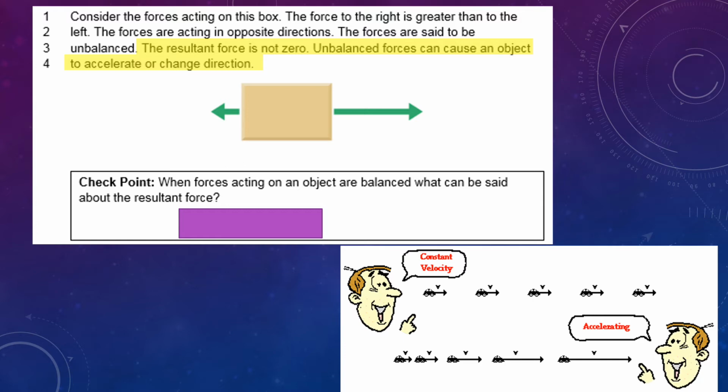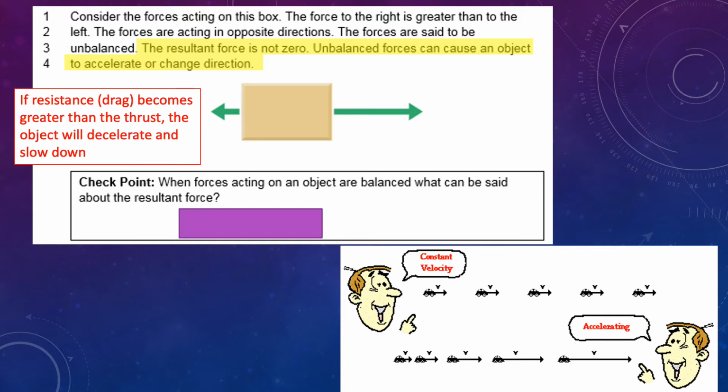And likewise, if I reversed these arrows, so if we were looking at a car and your backwards force, which we're going to call drag, becomes greater than your thrust, or the forward force, then it will decelerate and slow down. So the picture that I have at the bottom here, oh sorry, let me just say that this box right here is going to accelerate.